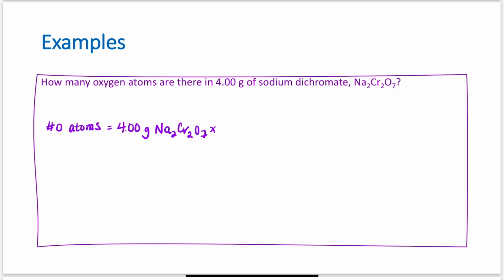Now, I cannot go straight to oxygen here. I do have to go through the moles of sodium dichromate before I can go straight to oxygen. Because oxygen was in that formula, yes, but first I need to go to moles of sodium dichromate because that's the grams I have. Okay. So I know that 1 mole of Na2Cr2O7 weighs 262.0 grams. How do I know that? Because I added it up.